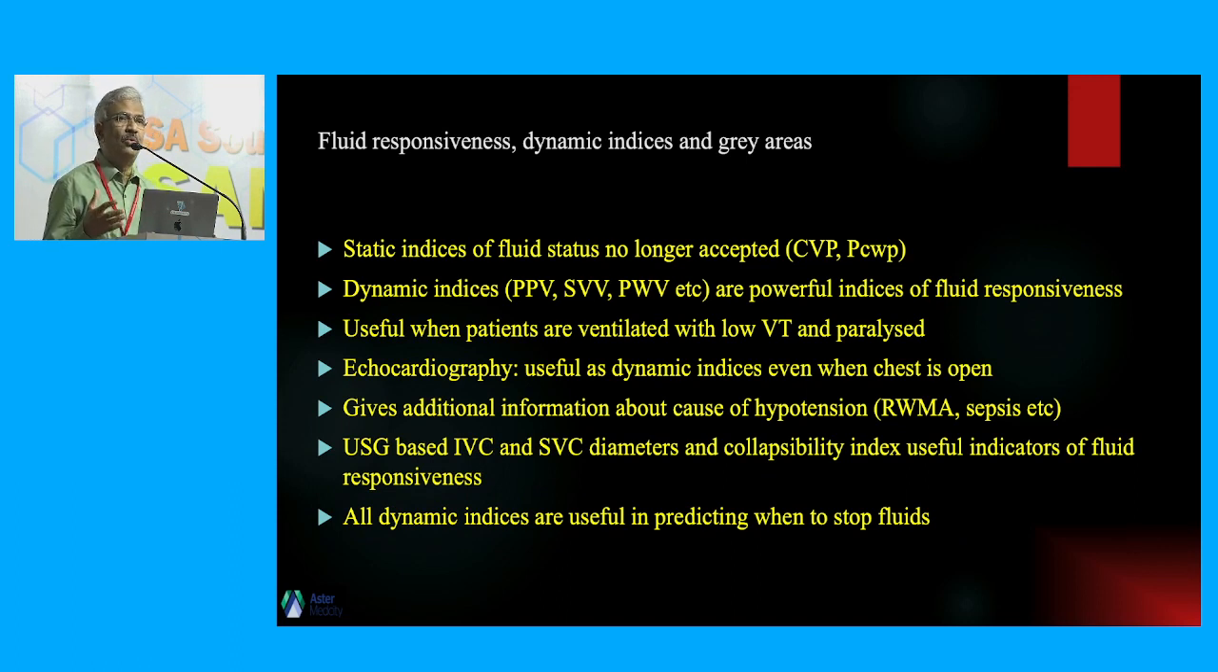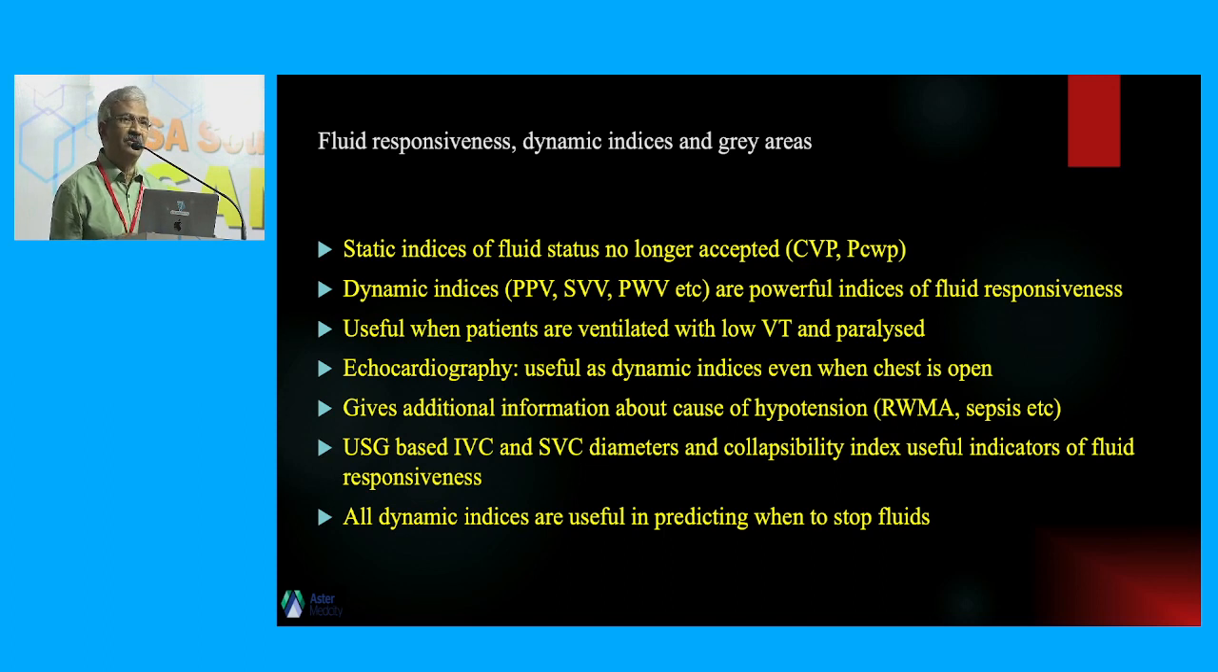Now, coming to how we give fluids, as I said earlier, fluids should be given only when there is a need for fluids, and this is based on fluid responsiveness. We all know that we should not be using static indices of fluid status like CVP and pulmonary capillary wedge pressure; they are out of the window. Dynamic indices like pulse pressure variability, stroke volume variability, and plethysmographic waveform variability are all in the market now. These same indicators tell us when we have to give fluids, as well as when we can stop giving fluids to these patients.